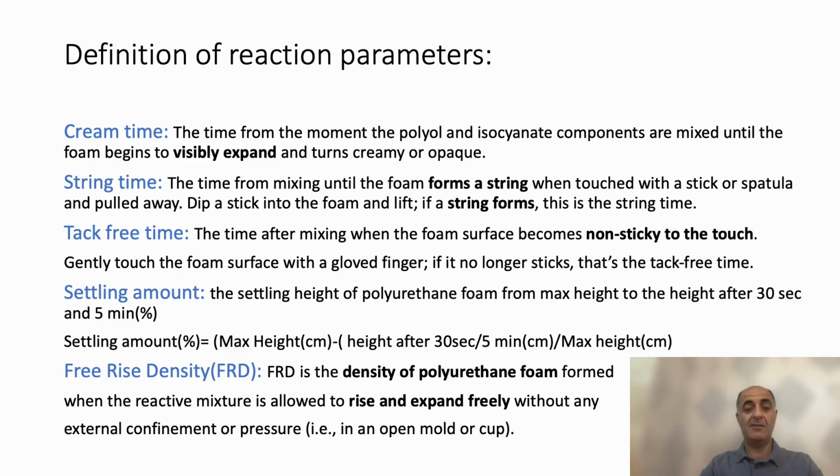And finally, we have free rise density. Free rise density is the density of polyurethane foam formed when the reactive mixture is allowed to rise and expand freely without any external confinement or pressure, for example, in an open mold or cup.